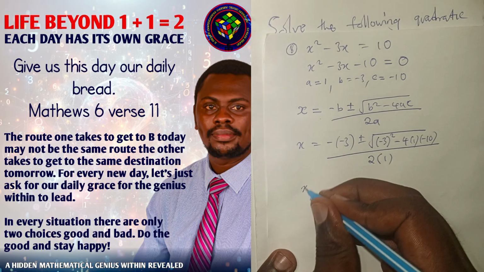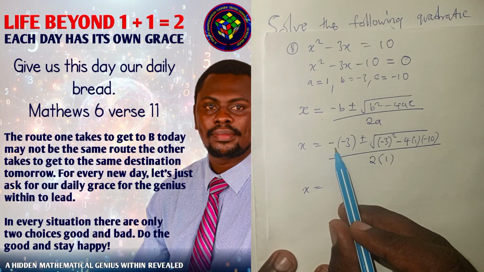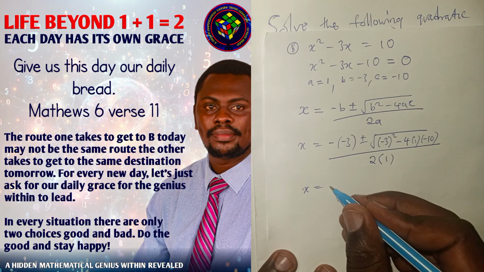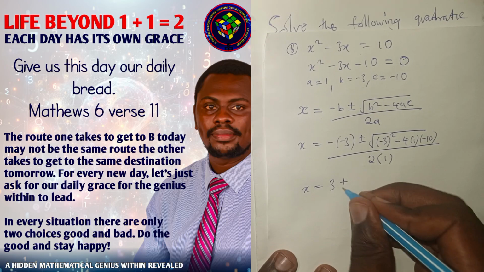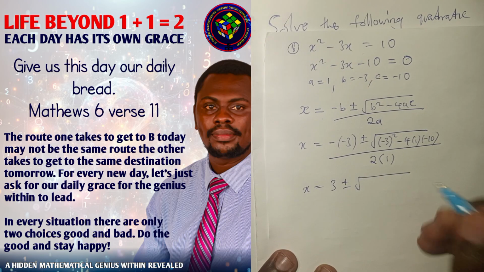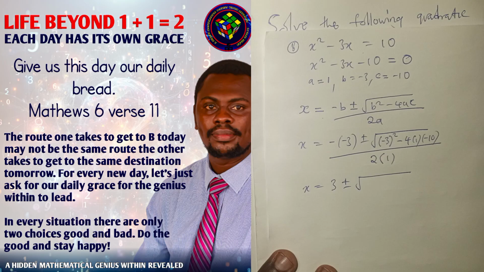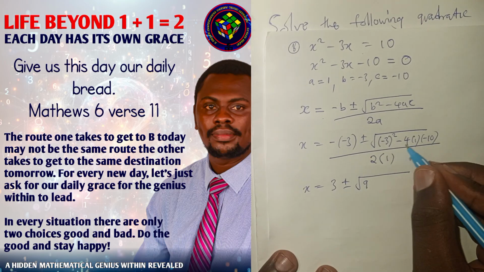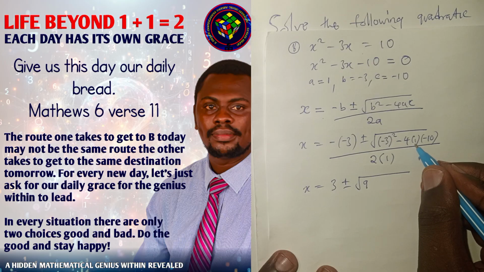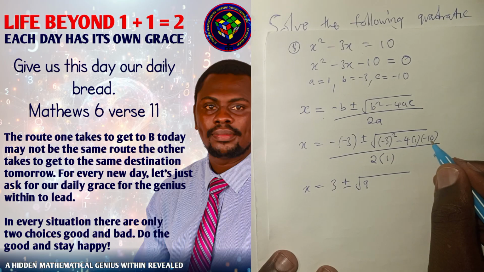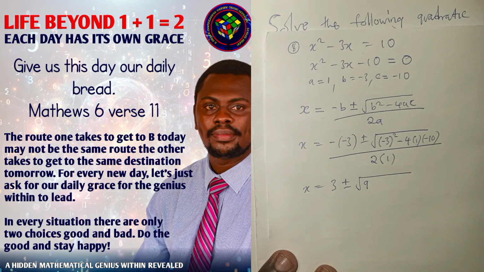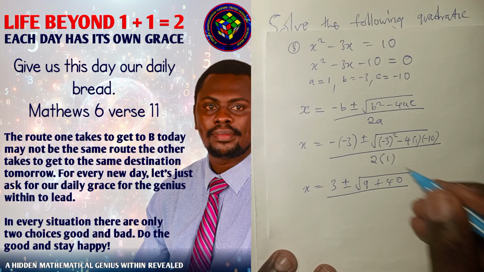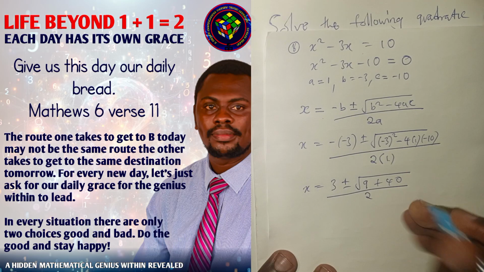Okay, so we have x is equal to, here a negative multiplied by negative gives positive, so that is 3 plus or minus the square root of negative 3 squared. Yes, that is 9. Here we have minus 4 multiplied by 1 is minus 4, and minus 4 multiplied by minus 10, you get positive 40, so plus 40, over 2 multiplied by 1 is 2.